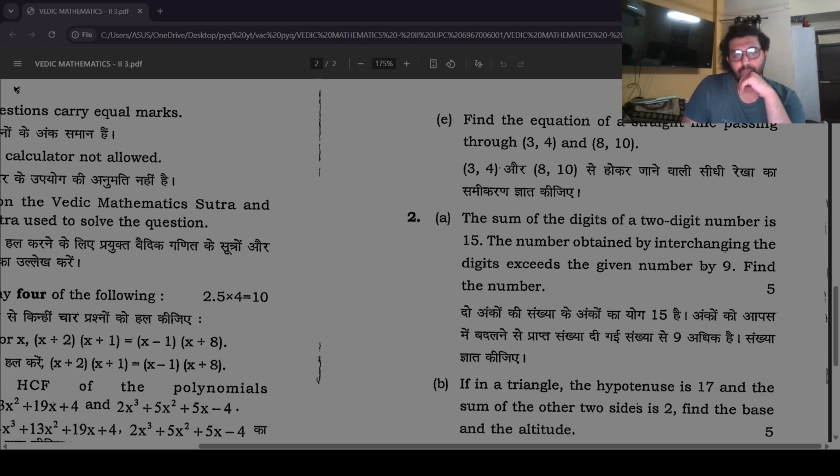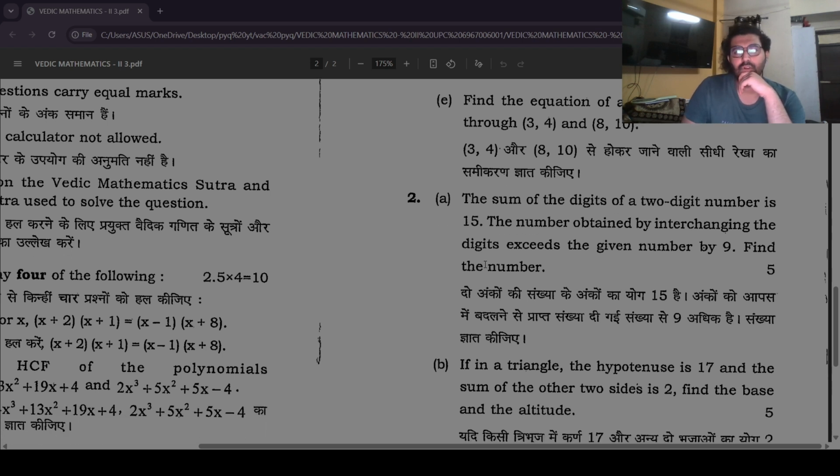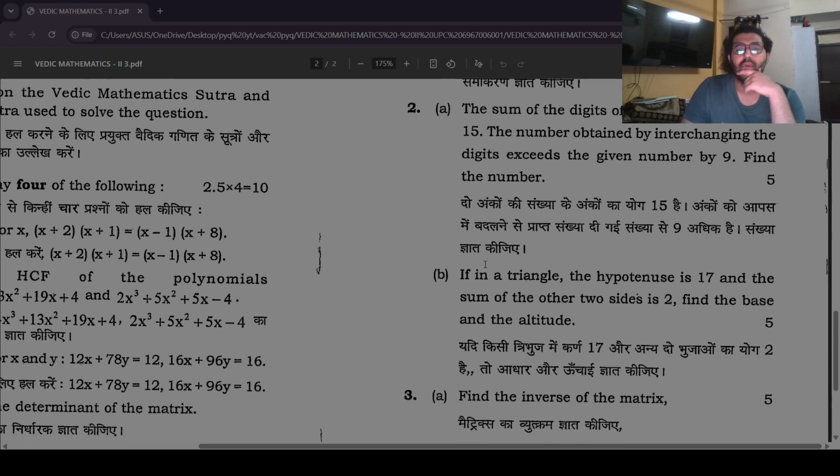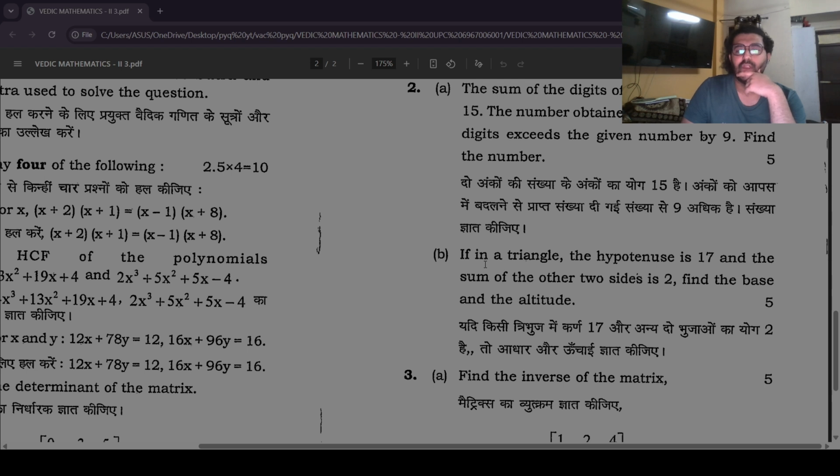Question number 2. A. The sum of digits of a two-digit number is 15. The number obtained by interchanging the digits exceeds the given number by 9. Find the number. B. If in a triangle the hypotenuse is 70 and the sum of the other two sides is 2, find the base and the altitude.